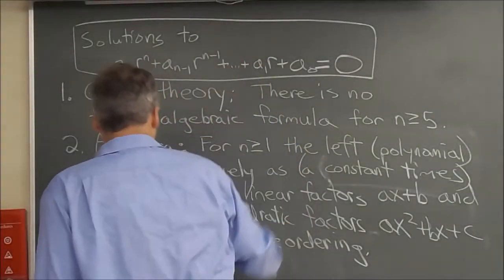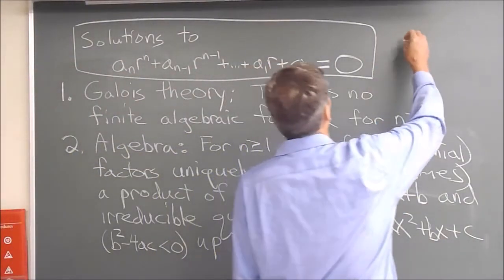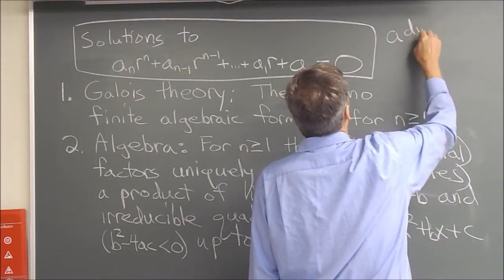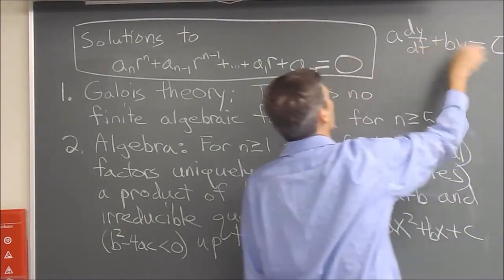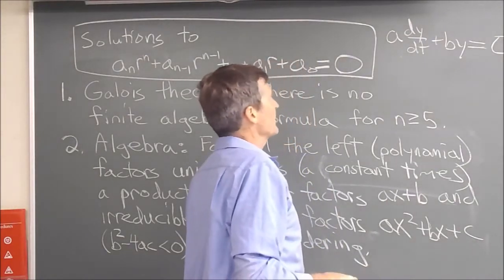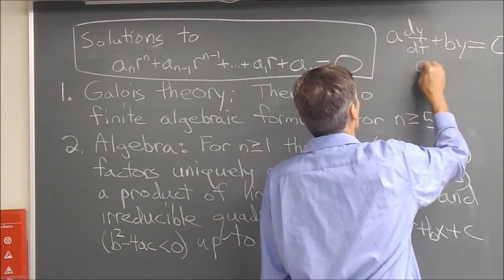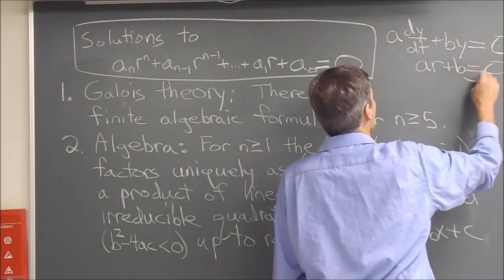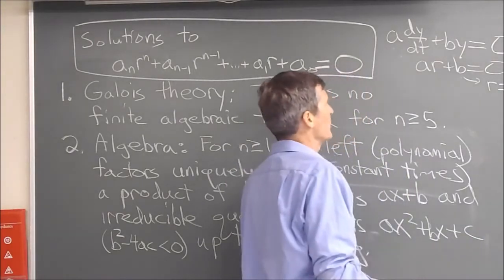Here's the situation. I'll just remind you, if you had a first degree equation you were solving, a dy/dt plus b y equals 0. This is a first order linear homogeneous equation with constant coefficients, a and b, right? Constant. It has characteristic equation ar plus b equals 0, and ar plus b equals 0 has exactly one solution, r equals minus b over a, and you can always solve it, and what's more, it's real.